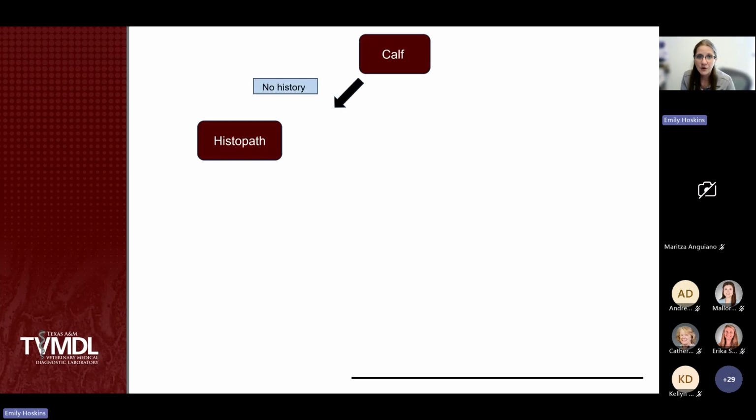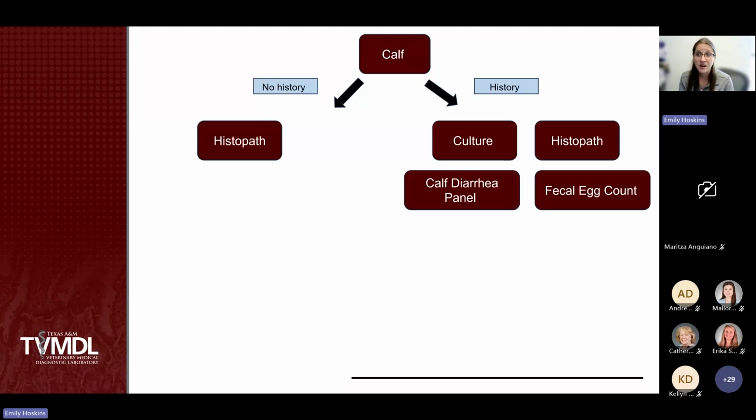Okay, so we had the calf with no history and we recommended histopath. This calf with history is actually going to change several things. Since I have a history of clinical diarrhea, I'm going to recommend histopath, culture, a calf diarrhea panel, and a fecal egg count. And I'm going to recommend that in the comment of that gross necropsy report. So it is getting started right off the bat.